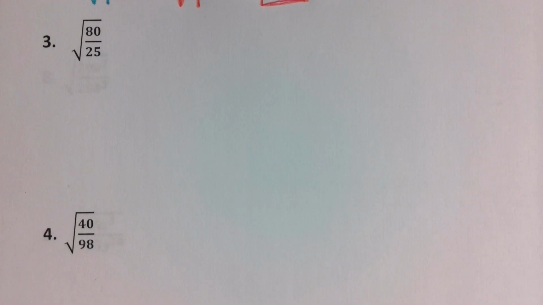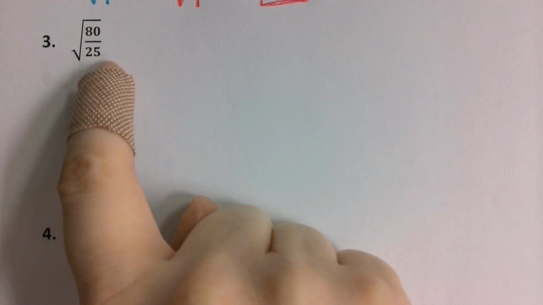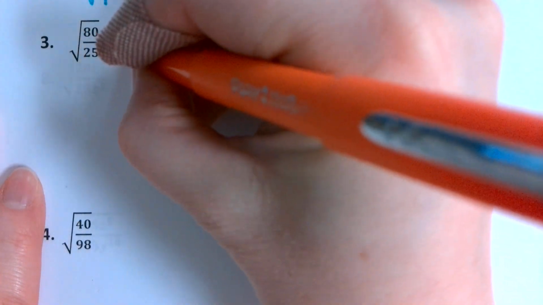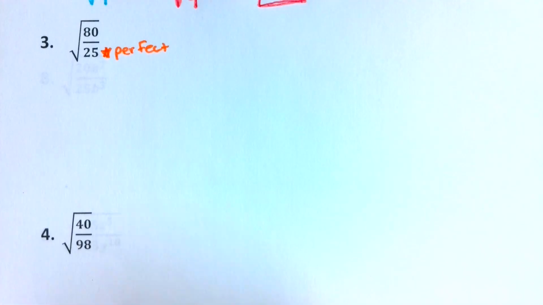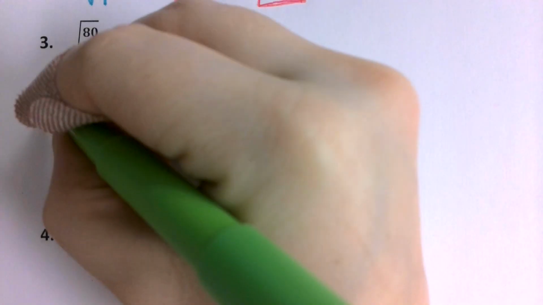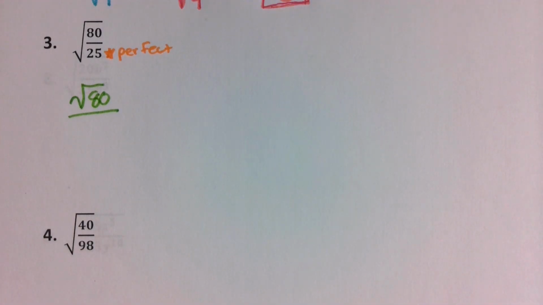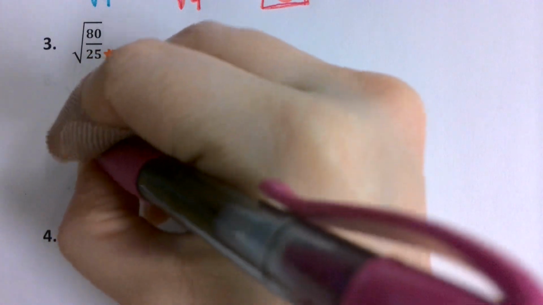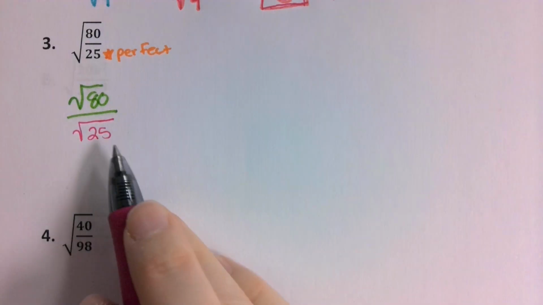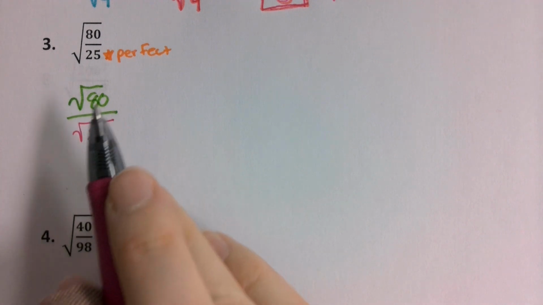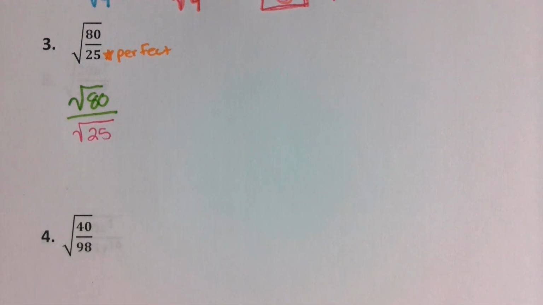All right, so for problem number 3, we have square root of 80 over 25. First thing that we always check to see is if the square root of 25 is perfect. Is it perfect or not? It is, right? This happens to be a perfect square. So we can go ahead and break these apart. We know that square root of 80 is not perfect, so I'm going to go ahead and put that in green. But the square root of 25 is perfect, so I'm going to go ahead and put that into pink. Now, I'm not going to simplify yet because I'm going to take a look at square root of 80. Can I break square root of 80 up?